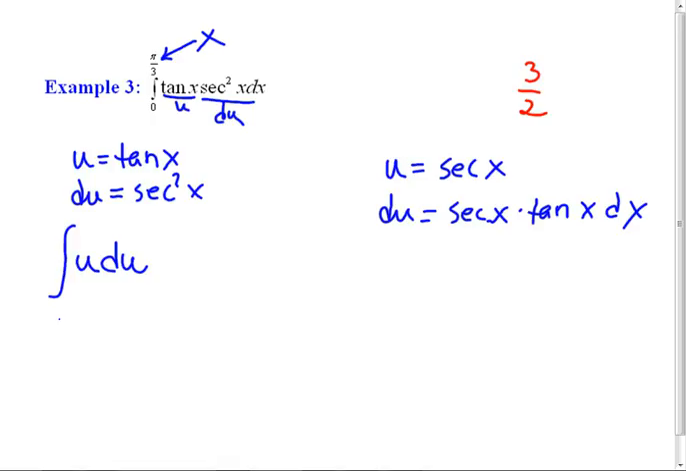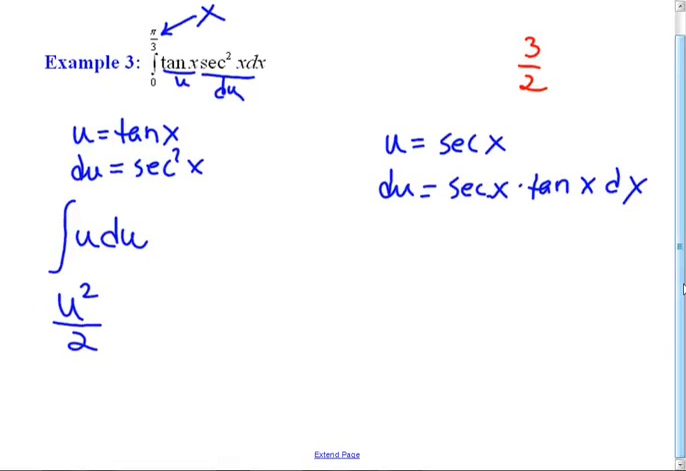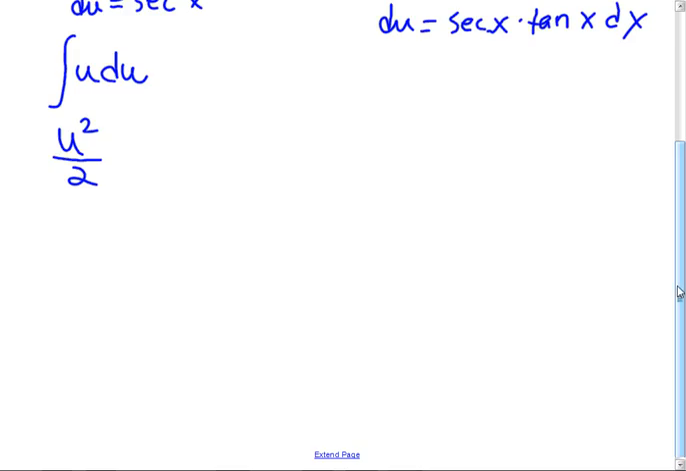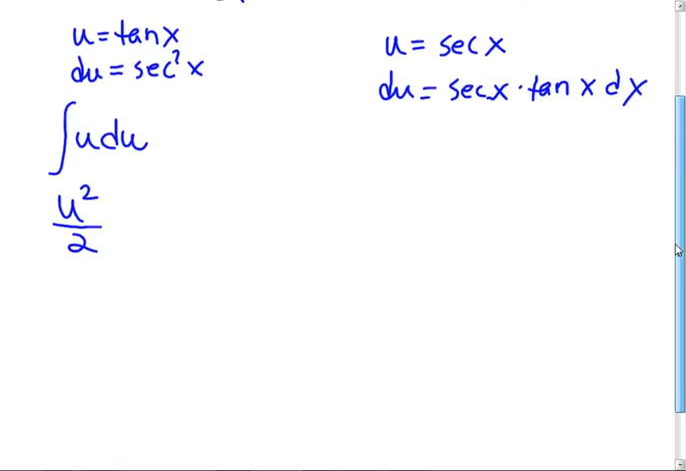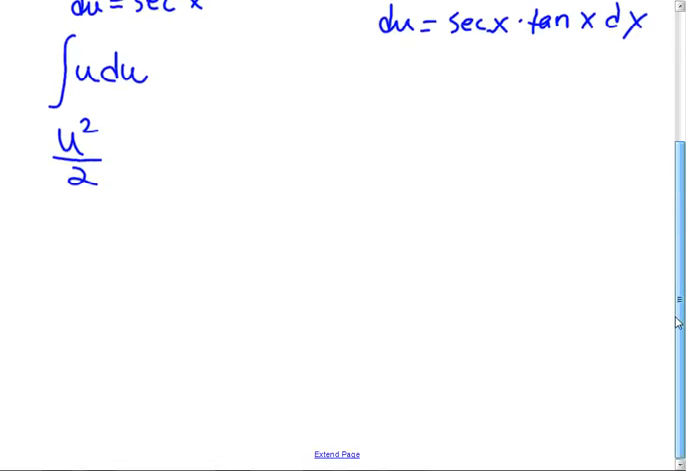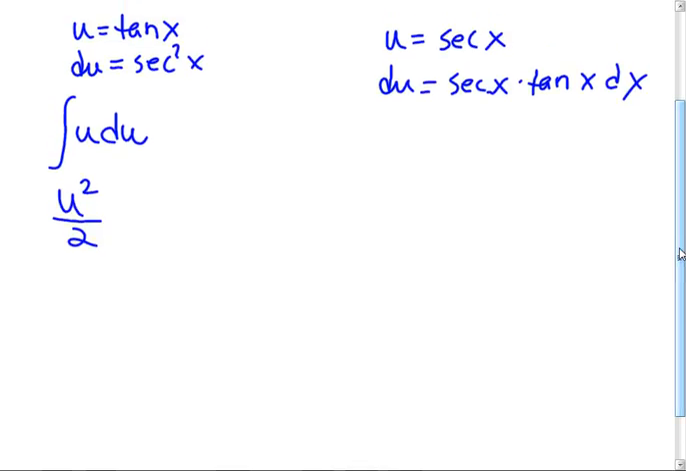And if we integrate this, I get u squared over what? 2. No c's, because this is a definite integral. Then switch back to the x's. On Friday, I'll show you another way to do this. You got enough just to do this today. So u was tangent of x. So it's tangent of x squared over 2 evaluated at 0 and pi over 3.